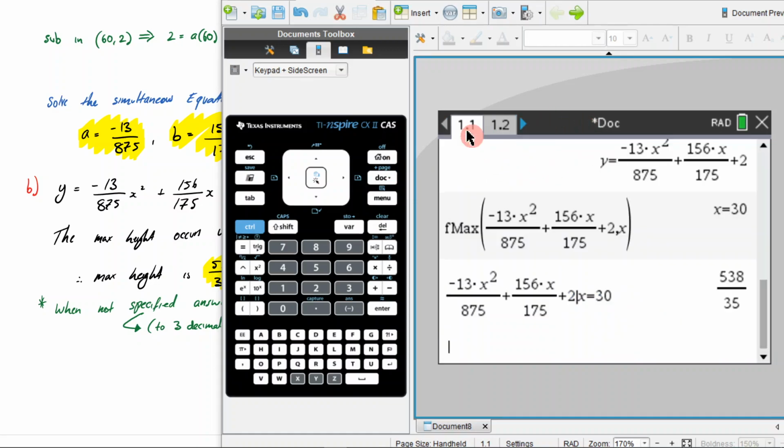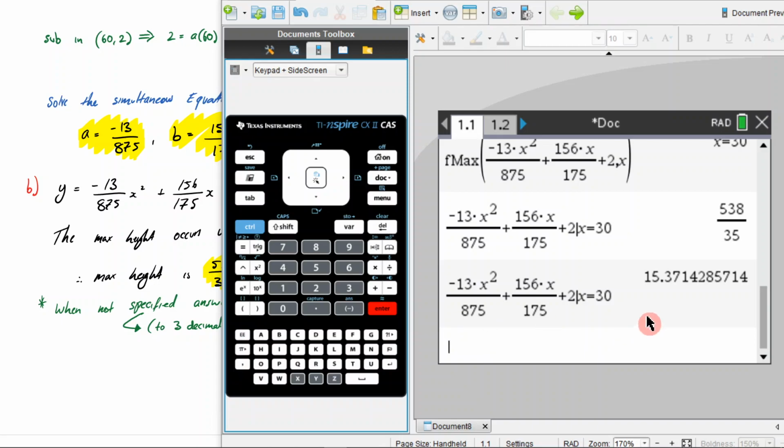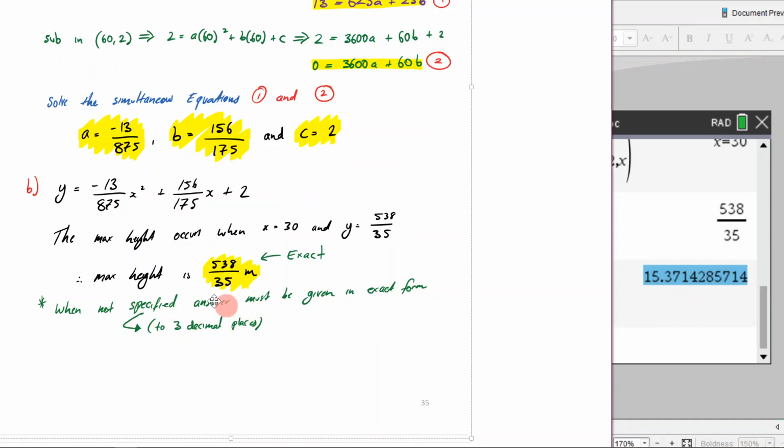Another way to get your approximate answer is this. If we come here, bring this down, and then go Control Enter, we will get the approximate as well, so we get it with some decimals there. So it's just important that you know how to navigate yourself around and know these little hints.